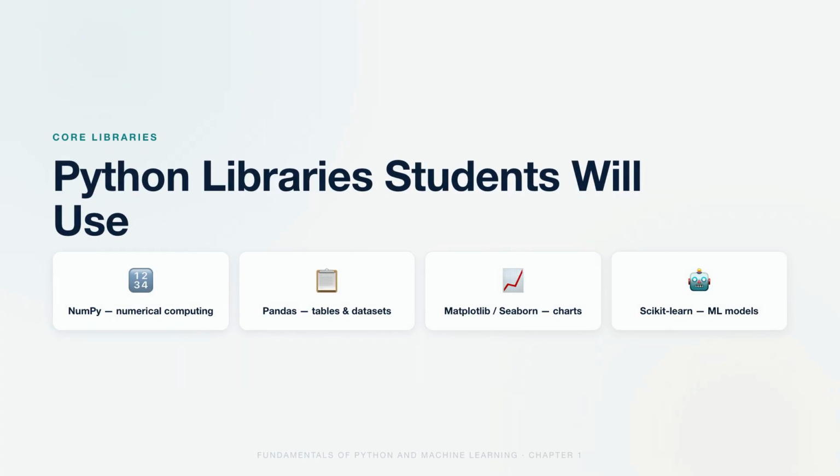Throughout the course, students will use several important Python tools. NumPy is used for numerical computing and working with arrays. Pandas is used for working with tabular data, similar to spreadsheets or database tables. Visualization libraries are used to create charts and graphs, which helps us understand data. Scikit-learn is used to build and evaluate machine learning models. Chapter 1 introduces the foundation. Later chapters and modules will give us more hands-on practice with those tools.